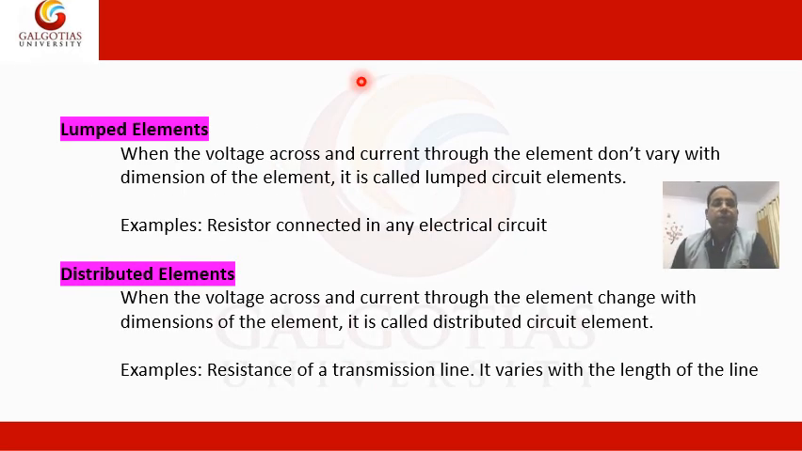Now, another type of elements are called lumped and distributed elements. A lumped element is such a type of element in which the voltage across and the current through it do not vary with the dimension of the element. Just like a resistor in a simple closed loop electrical circuit. And distributed is when the voltage across and the current through the element change with the dimension of the element. The same example we can take here: the resistance of a transmission line. If we increase the length of the resistance in a transmission line, the output will change.